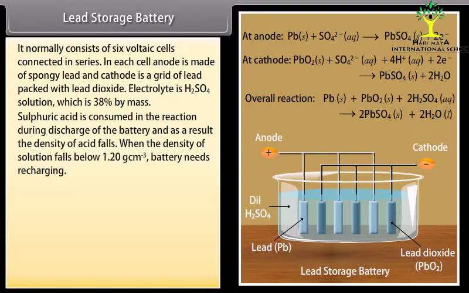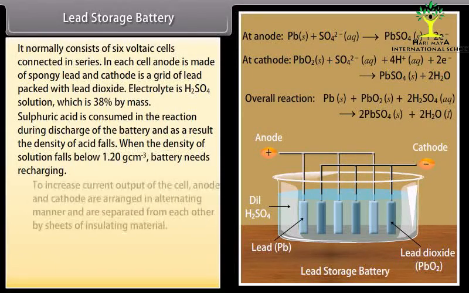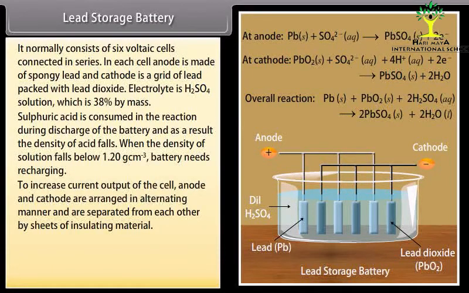When electrical energy is supplied to the battery from an external DC source, the cell operates like an electrolytic cell and chemical reactions take place. But now, the electrode reactions are reverse from those that occur during the discharge of the battery. To increase current output of the cell, anode and cathode are arranged in alternating manner and are separated from each other by sheets of insulating material.